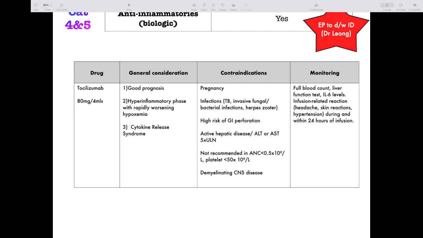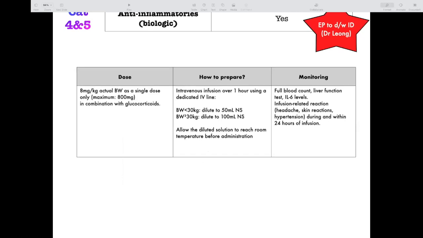For monitoring, we should monitor the FBC, liver function test, or interleukin 6 level if available. Other common infusion related reactions include headache, skin reaction, and hypertension. This is the dosage of TOSI that we need to give: 8 mg per kilo of actual body weight, as a single dose with a maximum dosage of 800 mg.